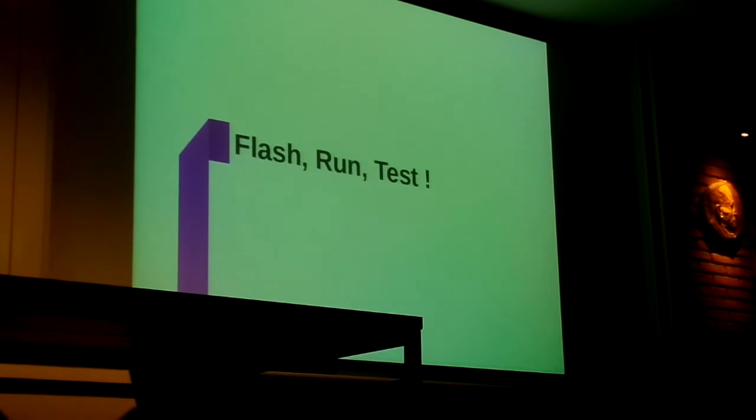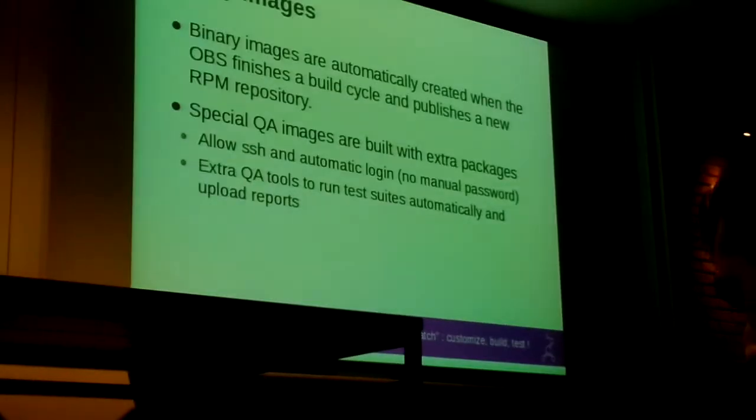The next part is, okay, now we are able to build. So now the final part is how to flash, to run, and to test. The binary images are created automatically because we are able to put some hooks on the OBS and catch when the OBS finishes a build cycle. The build cycle is when all the packages with their dependencies have been rebuilt, and there is nothing more to do. The OBS will have something else to do when we push a new request.